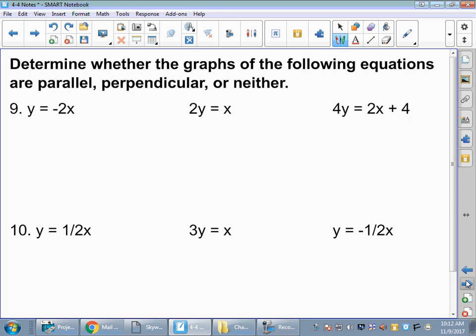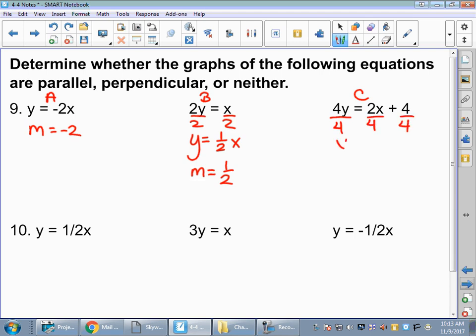The last part, we're going to determine if they're parallel, perpendicular, neither, what's going on here. Before we begin, I'm going to label them with A, B, and C, so when we're talking about them, we can talk in terms of equation A, B, or C. So we're in number 9, just comparing those 3. Number 9 is in slope-intercept form, so the slope of the first line is -2. In the second equation, I need to do some adjusting. Y is equal to 1/2 x, so the slope is +1/2. In the third line, I got to divide by 4, get y equals 1/2 x plus 1.